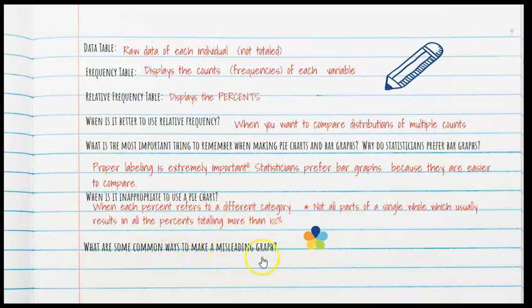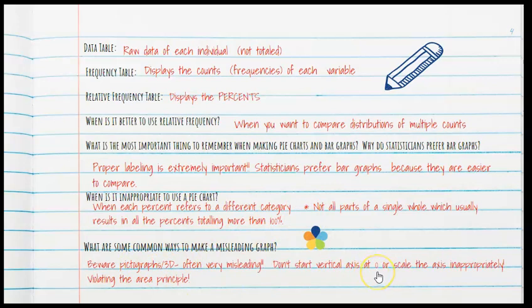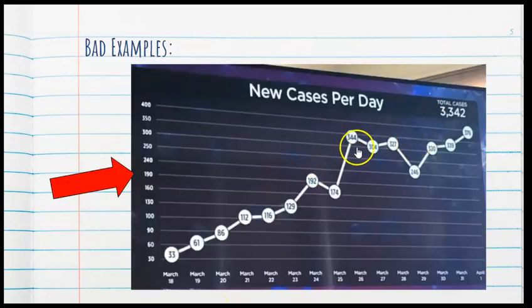What are the common ways to make a misleading graph, like a bar chart? Well, common ways are that the vertical axis doesn't start at 0, or maybe the scale on the vertical axis is inappropriate. And there's something called the area principle. I'll show you an example of a graph that violates the area principle in a moment. Basically it's saying the bars need to be equal in width so that your eyes are not tricked.